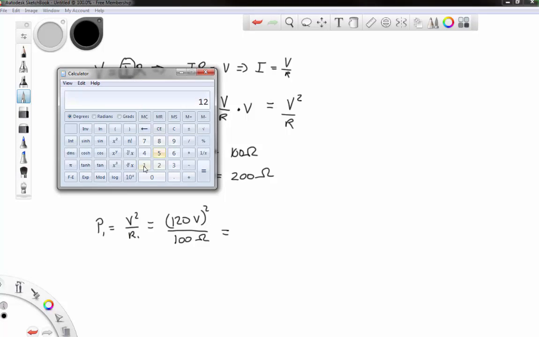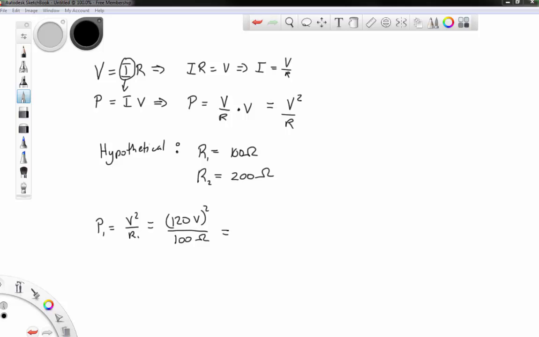So let's plug in those numbers. 120 times 120 divided by 100. Drum roll please, it's 144. So this first one has 144 watts.